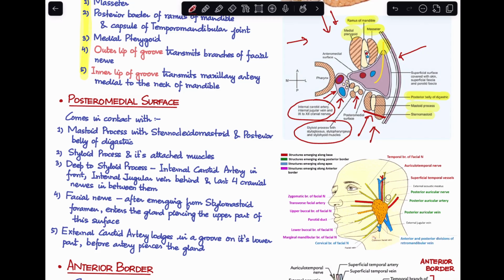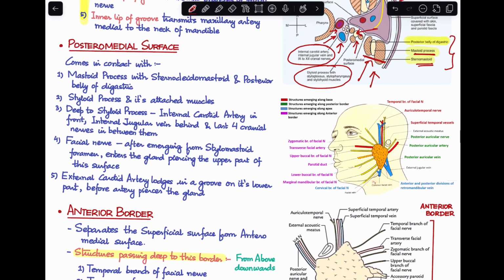Starting with, first we have the mastoid process along with the two muscles, posterior belly of digastric and sternomastoid. Then we have the styloid process with the muscles attached to it. Deep to the styloid process, we basically have the carotid sheath structures, the internal carotid artery, then internal jugular vein, and the last four cranial nerves, and then we have the facial nerve. So these are the relations of all the surfaces of the parotid gland.